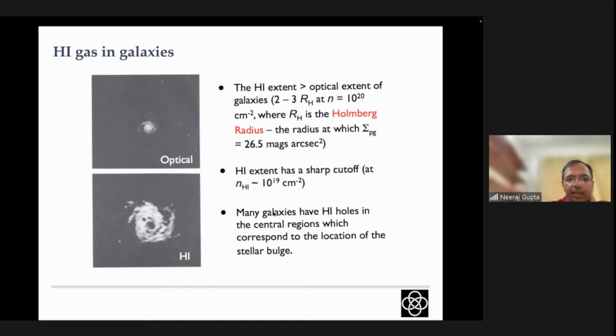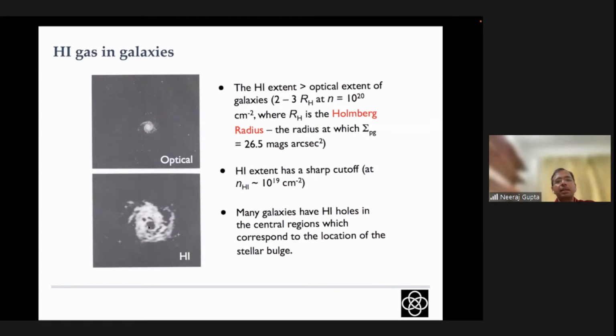So what you're seeing here on top is an optical image of a galaxy, right? And at the bottom, what we are seeing is the neutral hydrogen component of this galaxy. And these two images are at the same scale. So what are the two things that we straight away realize from this? One is that the H1 extent of the disk is actually much larger than the optical disk of the galaxy, right?